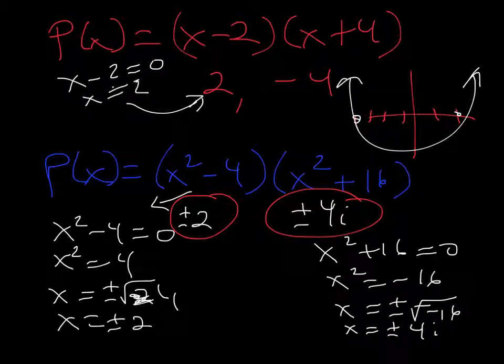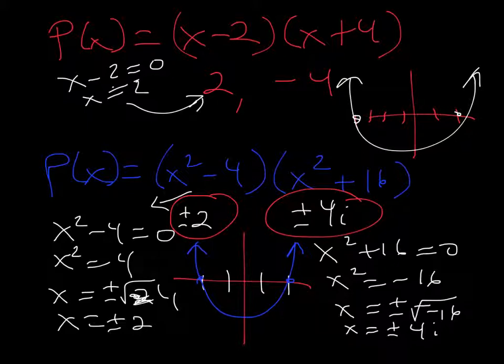So generally, you're going to have 4 zeros. But only 2 of these can I actually graph on an axis. I can only graph my real zeros. So it's going to look like a parabola, for all intents and purposes. It's going to have a 0 at positive 2 and negative 2. It's going to look something like this. But there are 2 hidden zeros for this guy, at positive and negative 4i. We just can't put those on the axes. Okay, so just be careful. Sometimes you are going to have imaginary zeros.